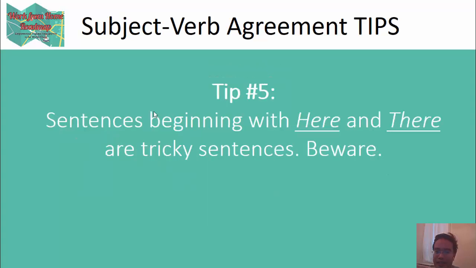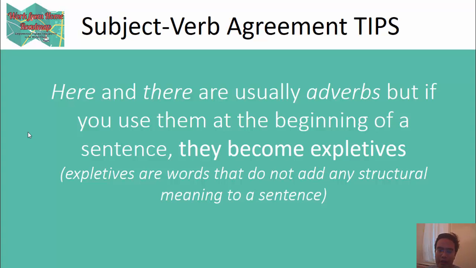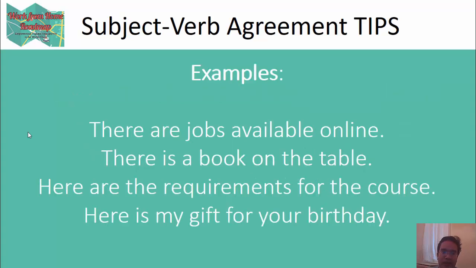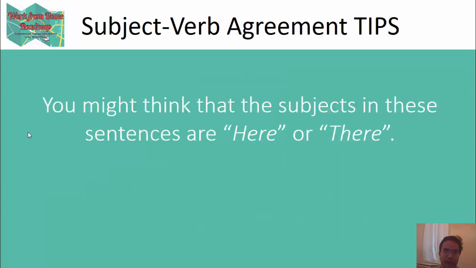Tip number 5. Sentences beginning with here and there are tricky sentences. Here and there are usually adverbs, but if you use them at the beginning of a sentence, they become expletives. And expletives are words that do not add any structural meaning to a sentence. Some examples: There are jobs available online. There is a book on the table. Here are the requirements for the course. Here is my gift for your birthday.